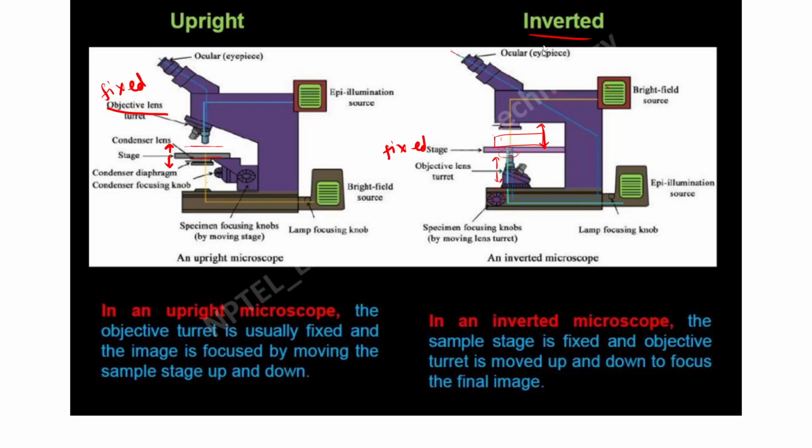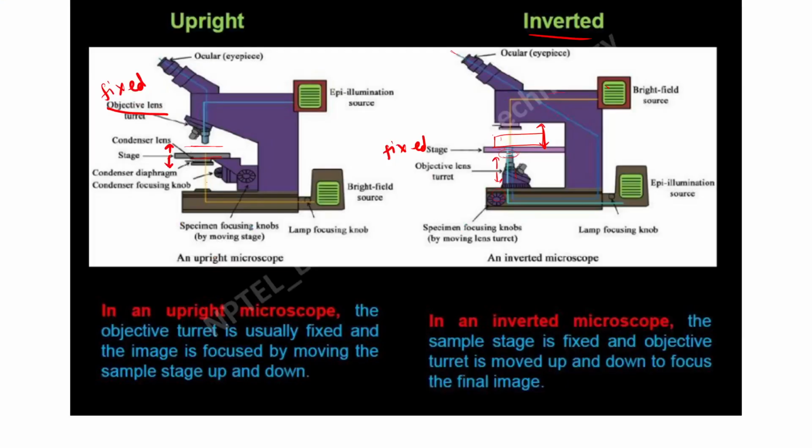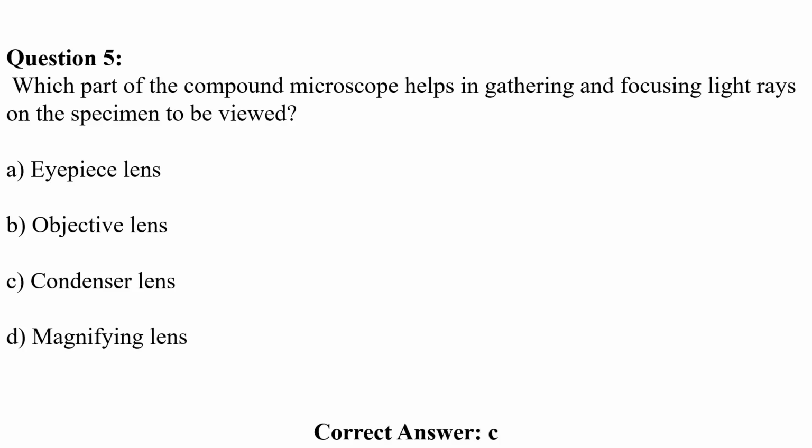So in this diagram, you can see here we have the condenser lens. So basically, whatever the light source that is there to illuminate the sample, the condenser will gather all the light and illuminate the sample. In case of inverted microscope, we have the same thing on the top, because we are now illuminating the sample from the top. Here we are illuminating the sample from the bottom. Okay, so all of you answered it correctly, so I'm hoping that you understand this part.